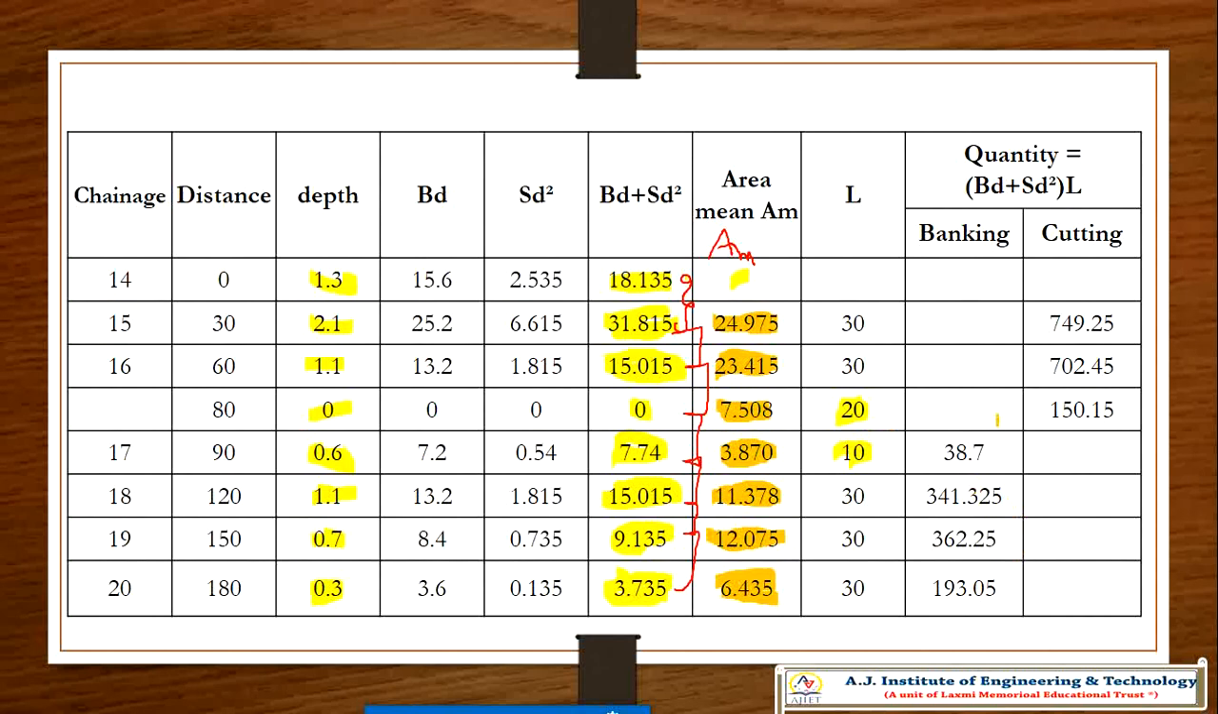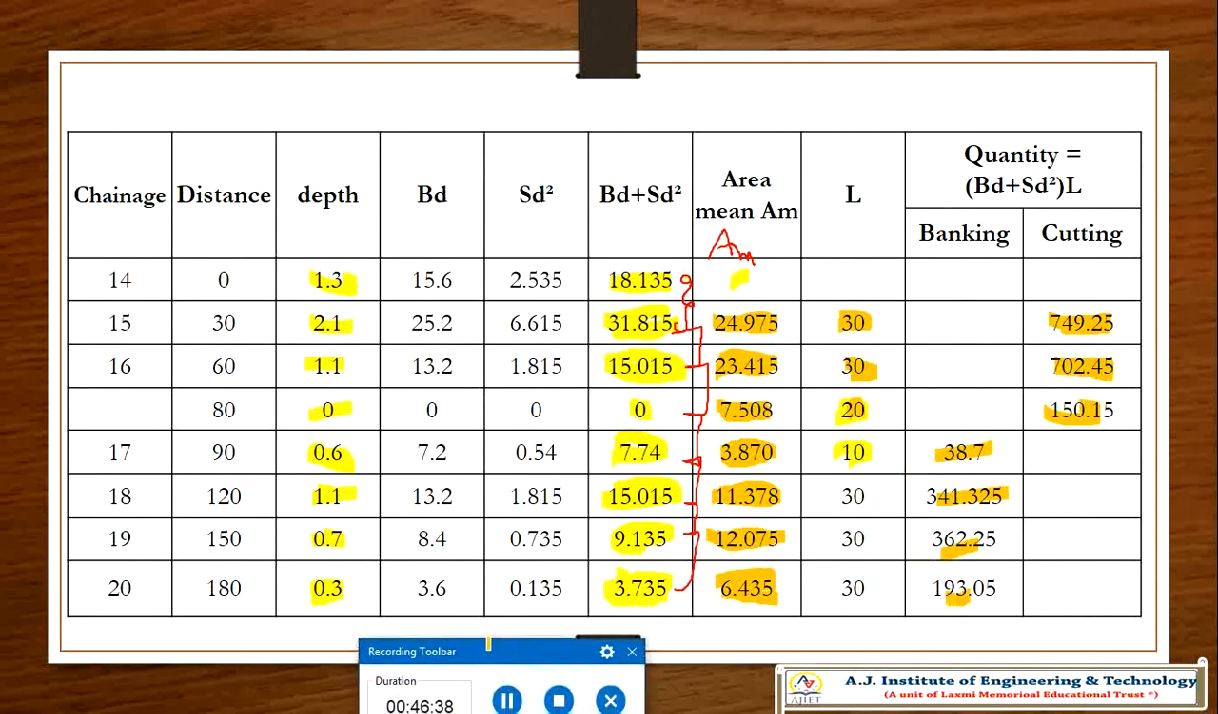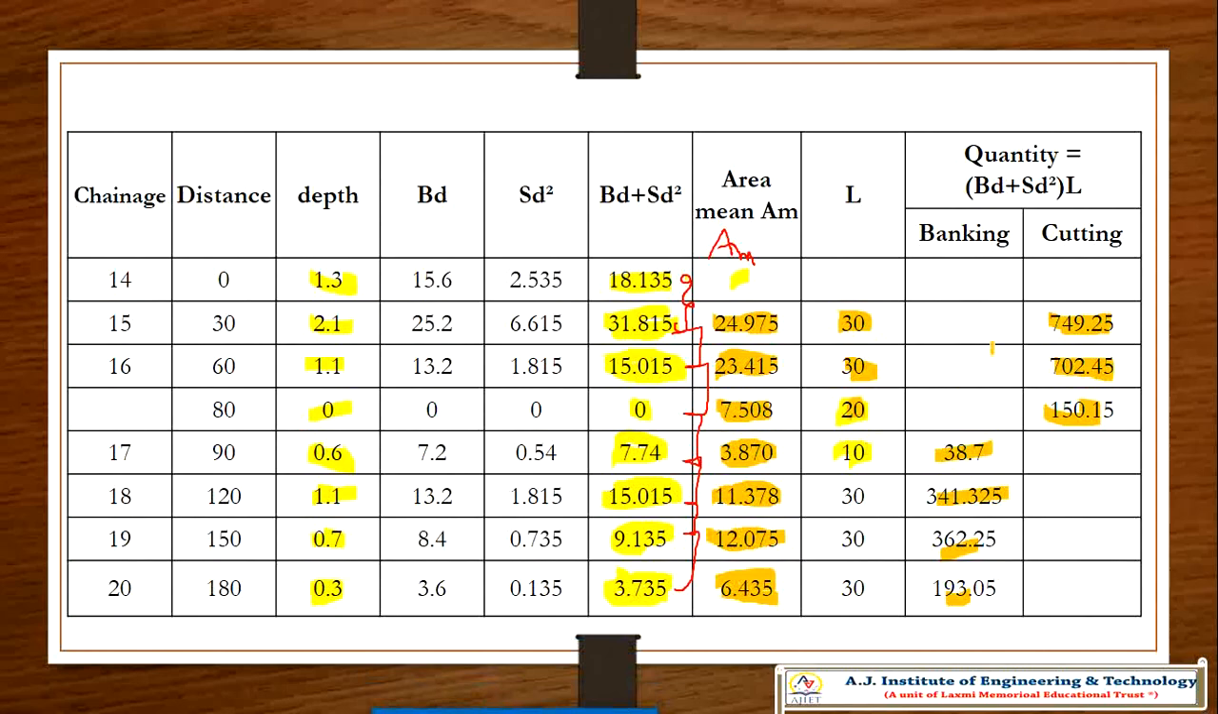This is a little more clear than the mean depth method, but the prismoidal method is clearer than this. Again you multiply now and write the values in cutting, and 30 in 702 and 20 in 150, and 10 will be this. This is the answer for your mean area method. So this is about your mean area method calculation.